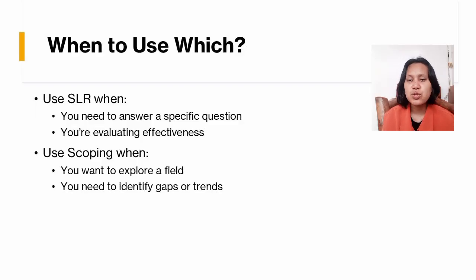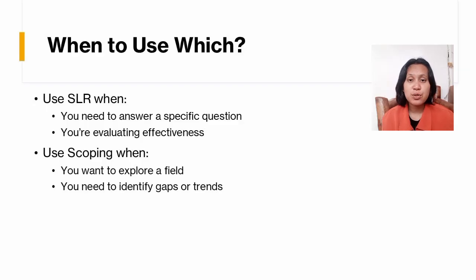Now, when to use scoping review? So you use scoping when first you want to explore a field. So scoping reviews are ideal when you're just starting to explore a broad or complex topic, and don't yet have a narrow question in mind. So they help map what has been studied and give an overview of the available research.